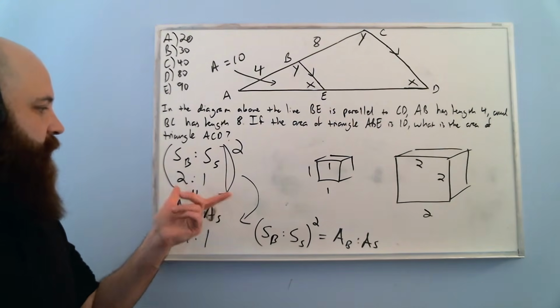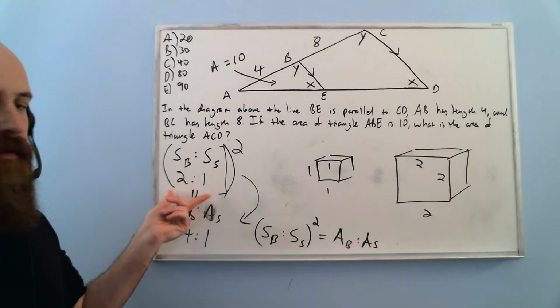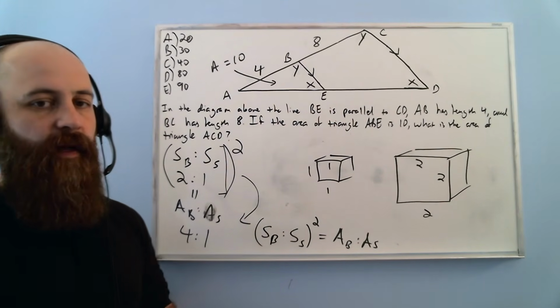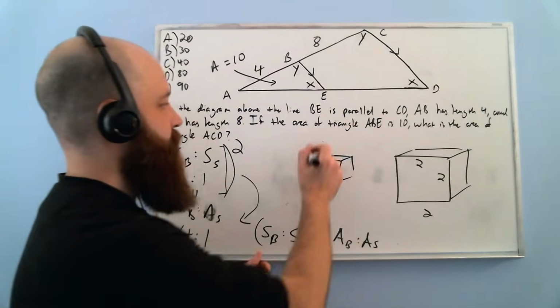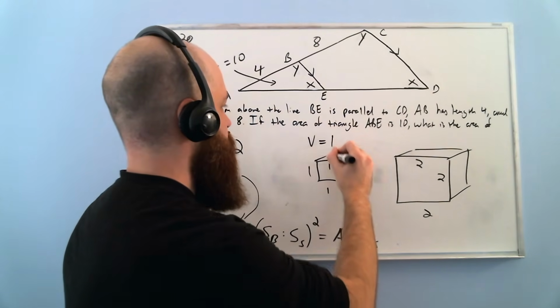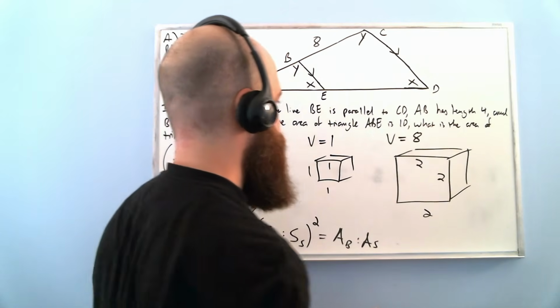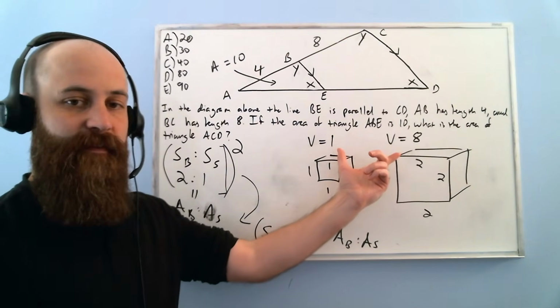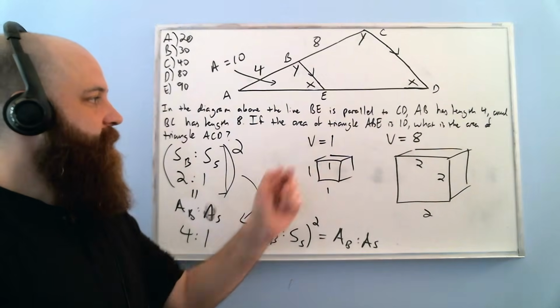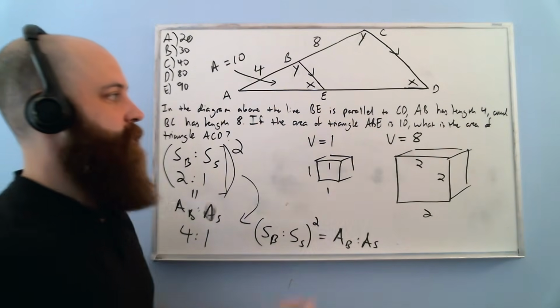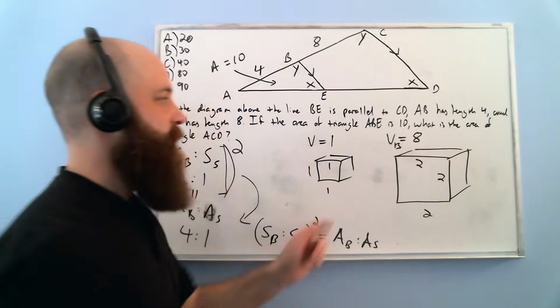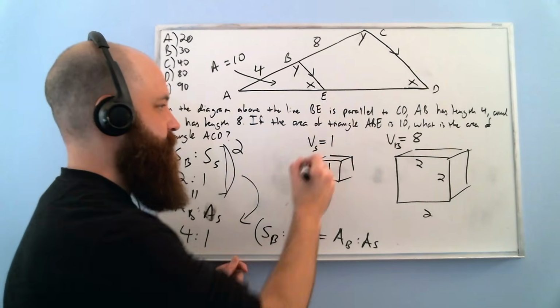Okay, so the ratio of the side lengths is 2 to 1. So the question is, what's the ratio of the volumes? Well, let's calculate the volumes. The smaller cube has a volume of 1, the larger cube has a volume of 8. So notice in this instance, the volume of the big one is 8 times the volume of the small one.